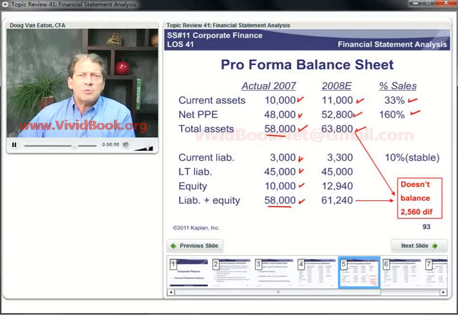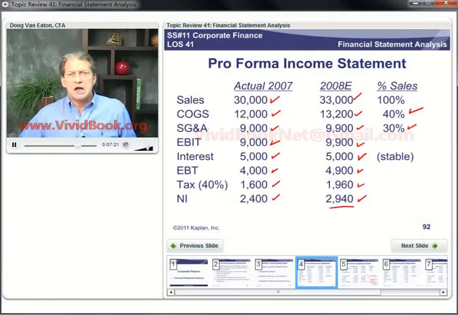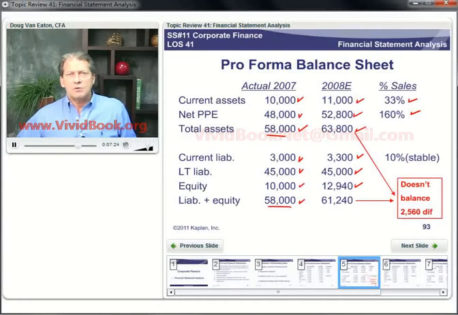We assume our liabilities will also go up the same as sales, 10%. We're leaving initially our long-term liabilities the same. Equity has gone up. Why? Equity's gone up by the amount of our retained earnings. We're assuming we didn't pay any dividends, so that increase, that earnings on the previous slide, $2,940, we add to the $10,000, so our equity goes up by $2,940, our retained earnings.